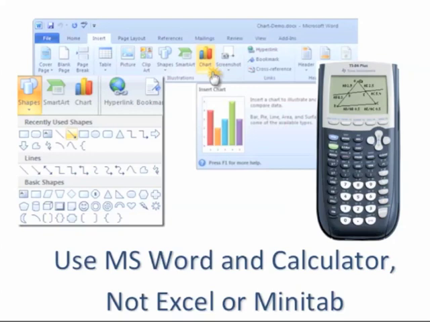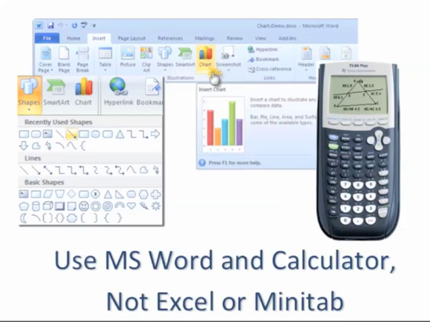Inside Word, you've got Insert Table for your frequency table, and you've got Charts, Insert Charts for your histograms, your bar charts, and your pie charts. And then when you're doing the box plot, you can even use Insert Shapes. So insert a shape, and you can insert lines for the whiskers and insert rectangles for the box part. And then use your calculator for all of your calculations. So 1var stats, linreg, all of that sort of thing will do your calculations for you.